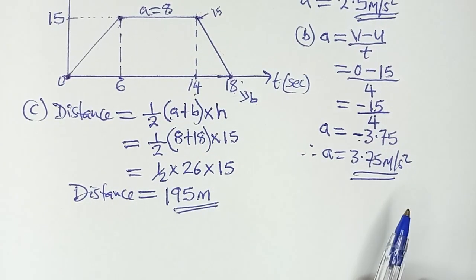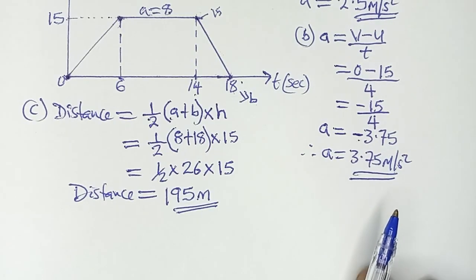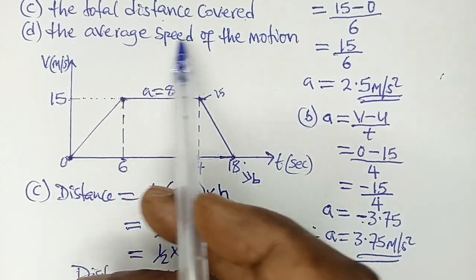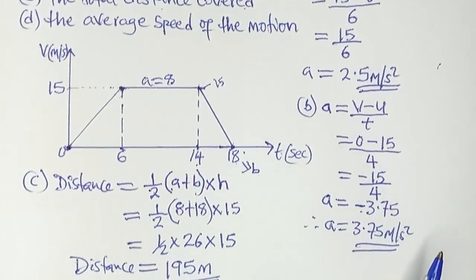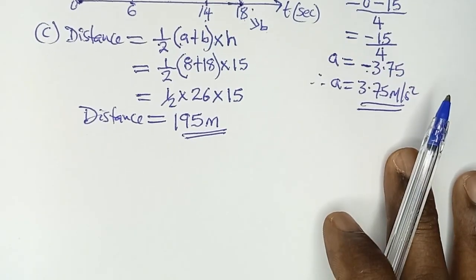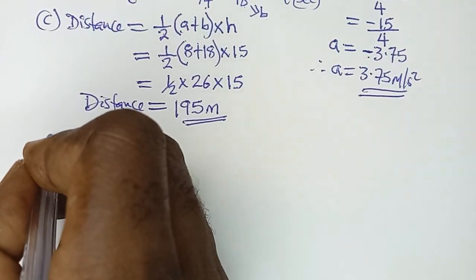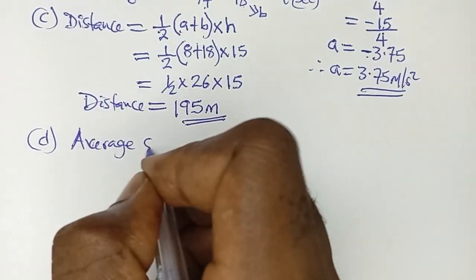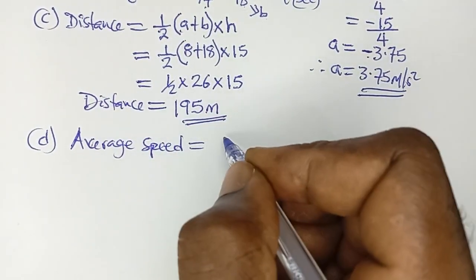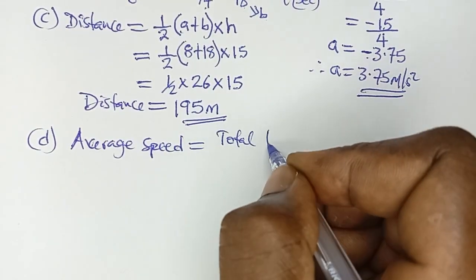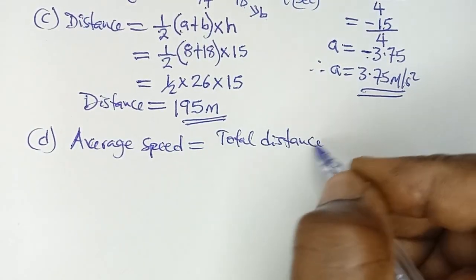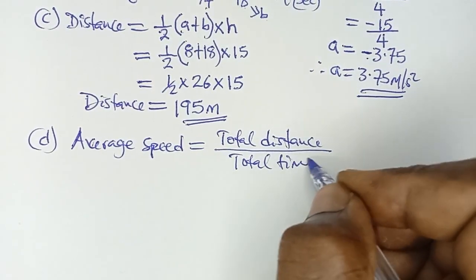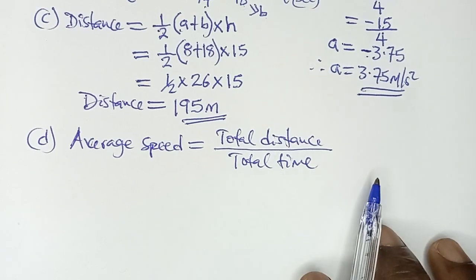So that is how to calculate the distance. And then finally, don't forget, we have the last question, which is quite simple. The last one says the average speed of the motion. For us to calculate average speed, it is simple. This is question D, average speed. You agree with me that the formula for average speed is total distance all divided by the total time.